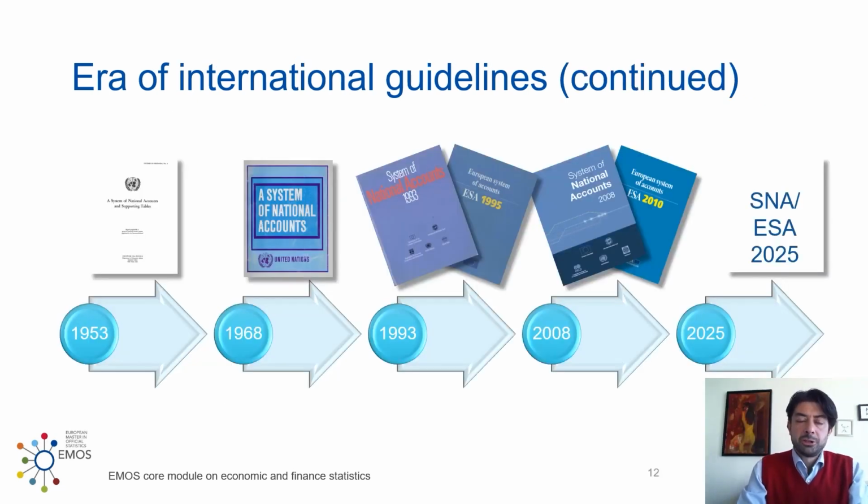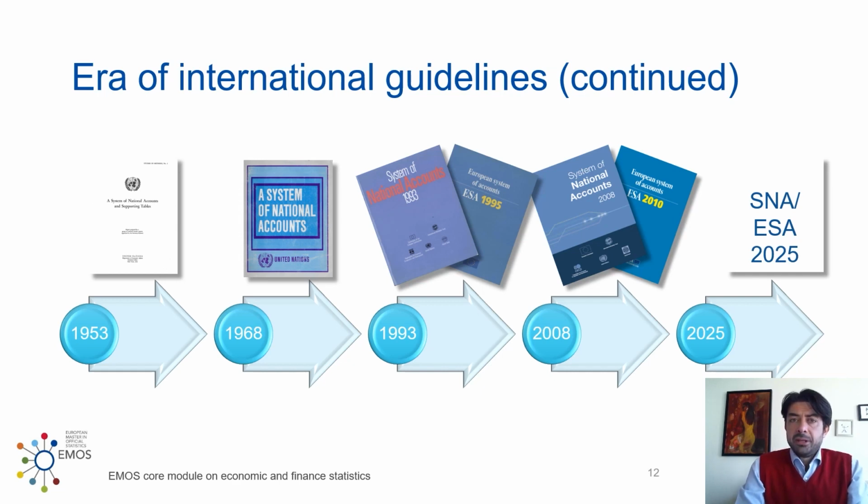After the publication of the first official standards in 1953, 3 more generations of national accounts guidelines have been released in 1968, 1993 and 2008. The standards are regularly updated to take into account the evolution of the economies and to reflect phenomena that gain importance over time.